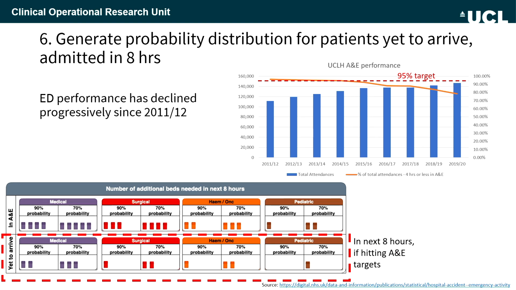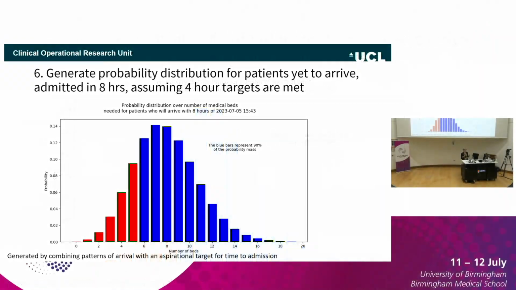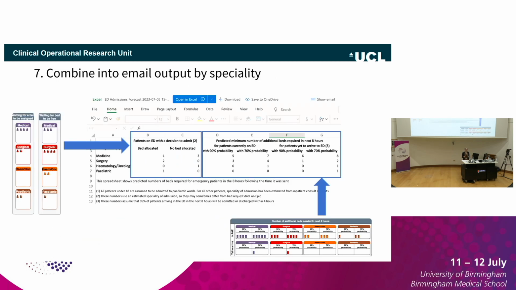So what we want, as I've already alluded to, is the idea of patients being seen within the 4-hour targets. So we use that idea with a Poisson distribution of patterns of arrival in order to generate another probability distribution over the patients yet to arrive. Combine those together, and that's what you end up with.